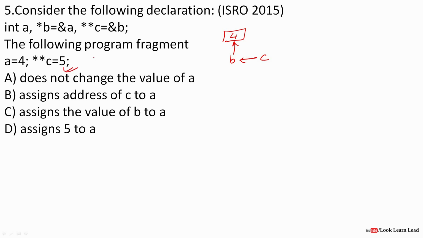And what we are doing is we are assigning the value. What does this mean? This is the value where C is pointing is equal to 5. That is, C is indirectly pointing to what? 4. So value where C is pointing is 4. Sorry, it should be equal to 5. Earlier it was 4, now it should be equal to 5. So the value where C is pointing should be equal to 5. So answer should be D. It assigns the value 5 to A.